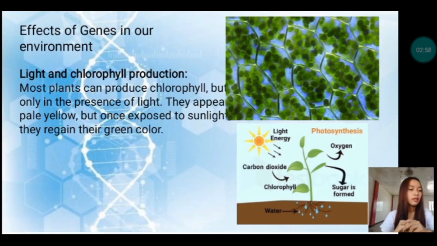So when you put the plant back in sunlight, it can start making chlorophyll again. After a few days in the sunlight, it becomes green and healthy. So this shows that the plant has genes to make chlorophyll, but it needs light from the environment to be able to produce chlorophyll.